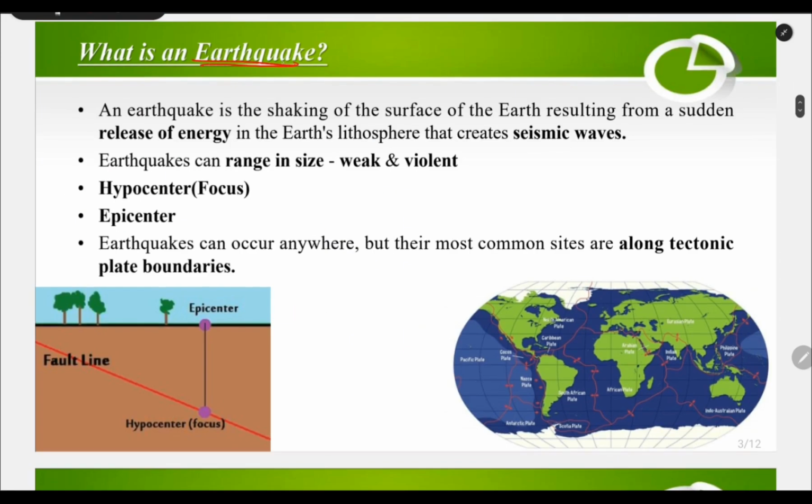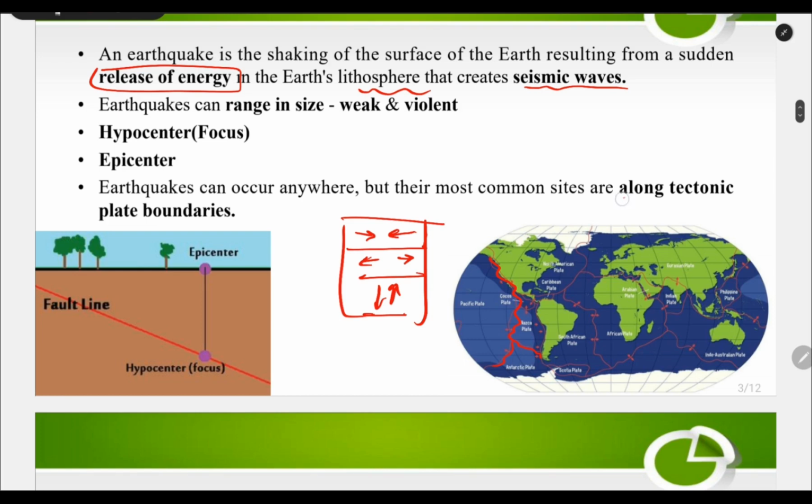What is an earthquake? Let us define it. It's a shaking of the surface of the earth resulting from a sudden release of energy into the lithosphere, which creates seismic waves. As the tectonic plates move, either bump into each other, move away from each other, or move alongside in opposite directions, they create tension and release energy into the Earth's uppermost lithosphere, and that gives seismic waves. Here, epicenter means the point where the earthquake's seismic waves are received, and the focus or the hypocenter is the origin of the earthquake.